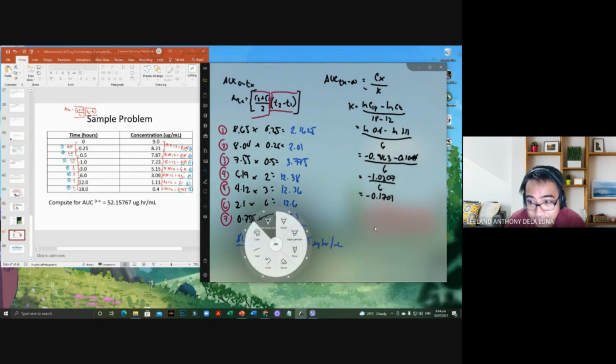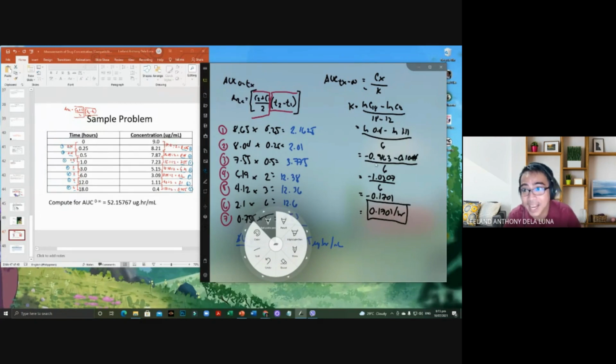Now, please take note, class, this should be the absolute value, because I just labeled it in reverse. But technically it will be the same, so it would still be 0.1701 per hour. Your K should always be positive, and you subtract the two. Let's try ln 1.11 minus ln 0.4. The answer would still be divided by 6, still the same, 0.1701. Even if I reverse it, as long as it's a positive value, you still get 0.1701 per hour. So that's the K.